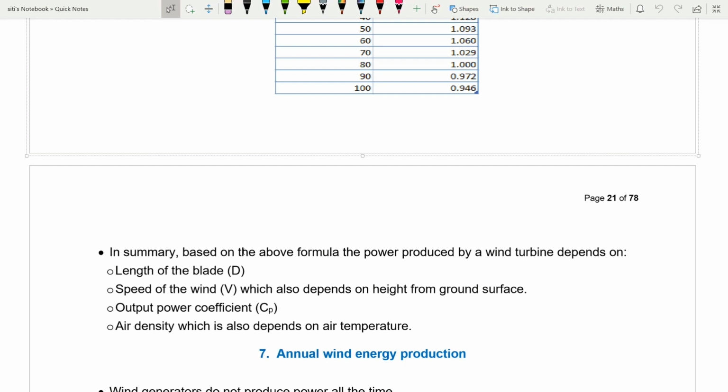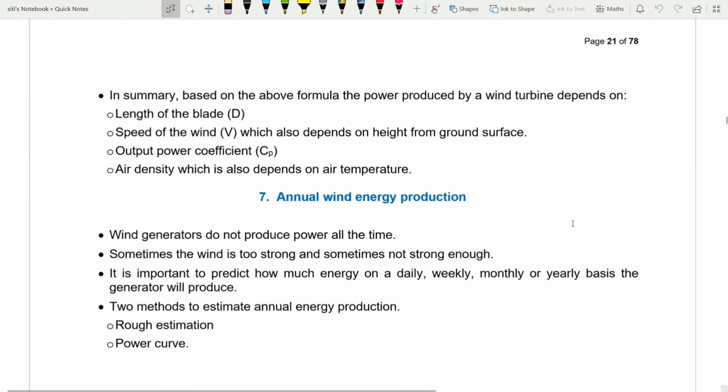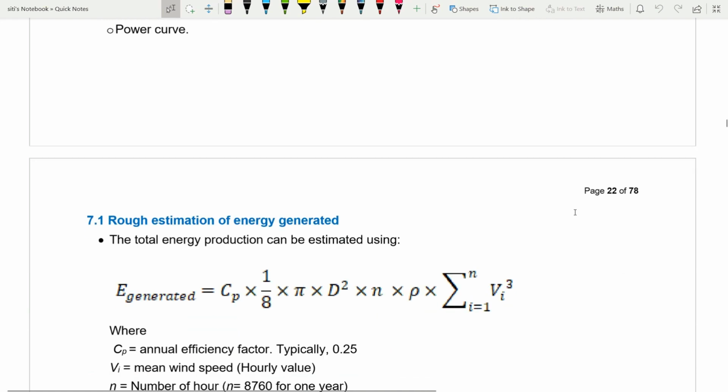Number 7, annual wind energy production. Wind generators do not produce power all the time. Sometimes the wind is too strong and sometimes not strong enough. It is important to predict how much energy the generator will produce on a daily, weekly, monthly or yearly basis. There are two methods to estimate annual energy production: rough estimation and power curve.